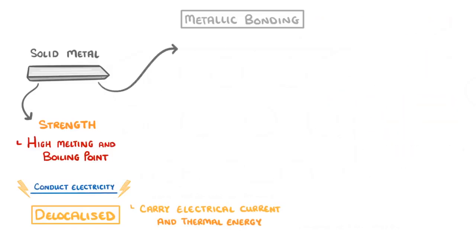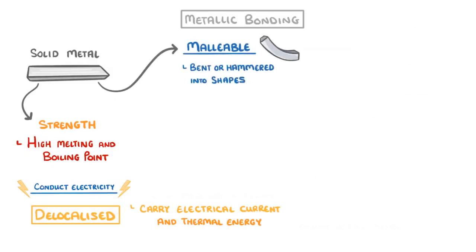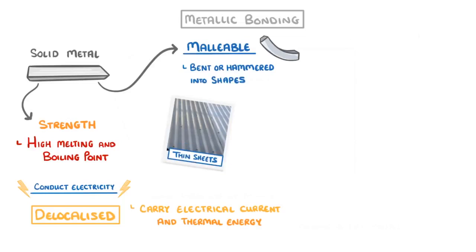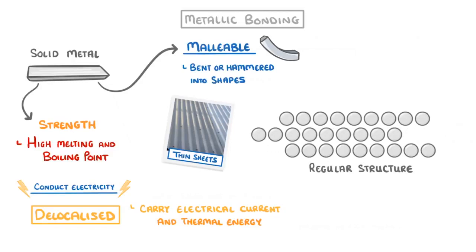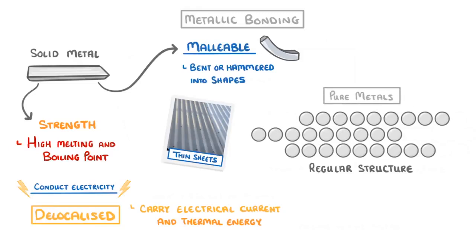Another important property is that metals are malleable, which means that they can easily be bent or hammered into shapes, for example into thin sheets. This can be a bit confusing because we think of metals as being strong, and in many ways they are. But the fact that metals have such a regular structure means that the different layers can slide over one another. So they're not quite as fixed as you might have thought. At least that's the case for pure metals.